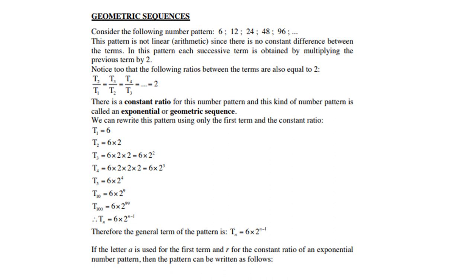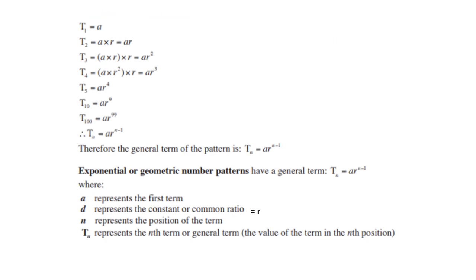So the general term of the pattern is Tn equals 6 times 2 to the power n minus 1. If the letter a is used for the first term and r for the constant ratio of an exponential number pattern, then the pattern can be written as follows. T1 is therefore a. Then T2 will be a times r. T3 will be ar squared. Remember, the exponent is 1 less than the position. Term 4 will be ar cubed. Term 5 will be ar to the power 4 and so forth. So term n will be ar to the power n minus 1. And this is called the general term of a geometric sequence.